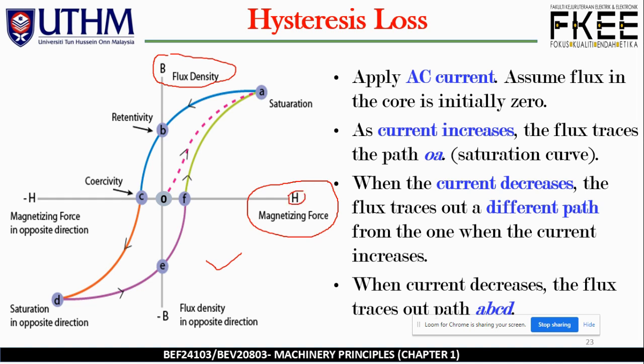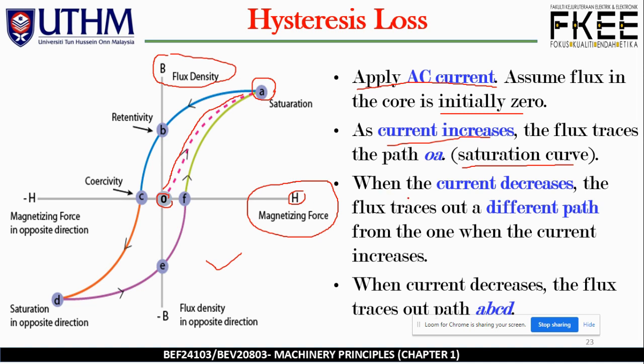And what happens as we increase the AC current? Just imagine we start from this point 0, and once we apply AC current, assume the flux in the core is initially 0. As current increases, the flux traces the path OA, the so-called saturation curve. This is the dotted red line over here. As we increase the AC current, it traces out this saturation curve and reaches the saturation point. So what happens if we decrease the current?